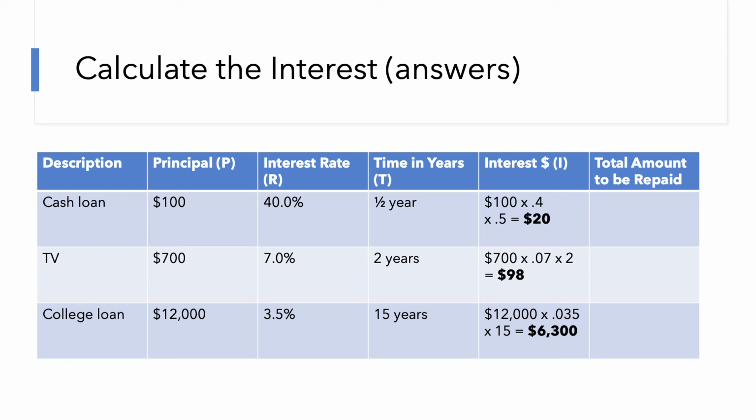And so not only do we want to see what our interest is, but we want to see how much our balance is with interest, how much we're going to have to pay overall. So you can see here that you'd pay in total 100, which is your principal, plus your interest, which is 20, 120, and then for the TV, 798, for the college loan, 18,300. And so that would be your balance with interest.